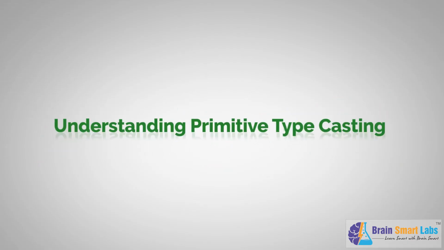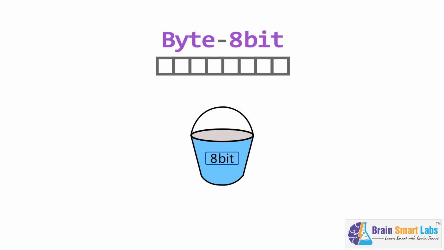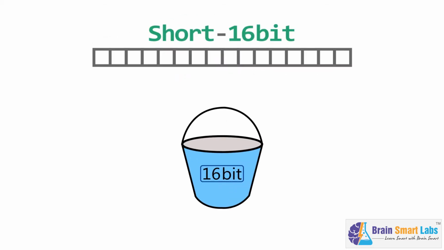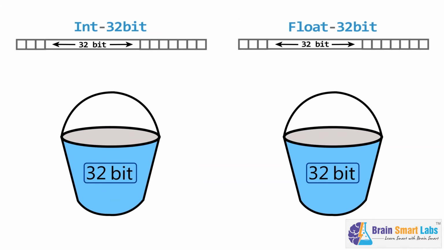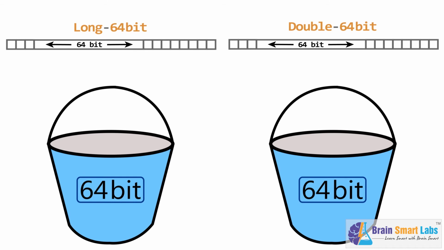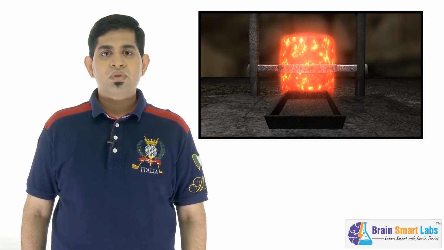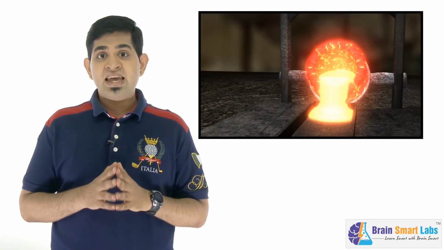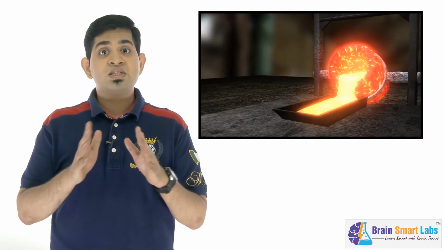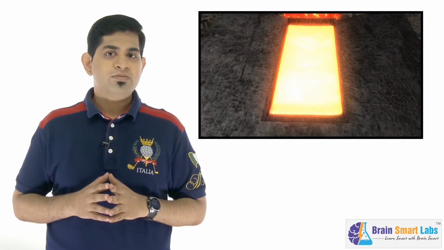Understanding primitive typecasting. Variable sizes can be related to buckets in Java. For example, the byte data type is 8 bits and is very small in size. Short data type is slightly bigger than byte as it is 16 bits in size. Int and float are very large compared to the other two as they are 32 bits in size. Last but not the least, long and double can be related to extra large buckets as they are 64 bits in size. Each variable in Java can be termed as a cast or a mold where we hold different sets of ones and zeros to give them a shape.